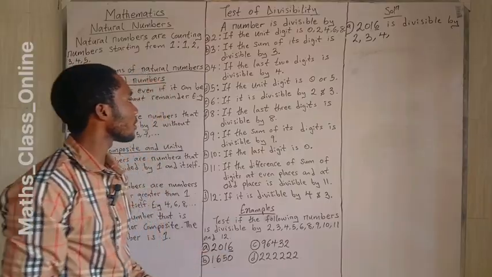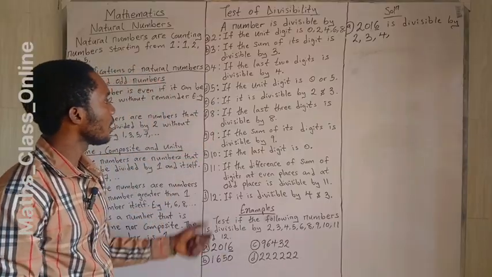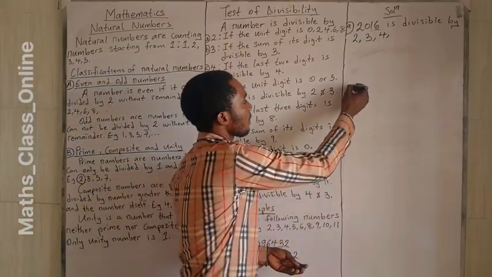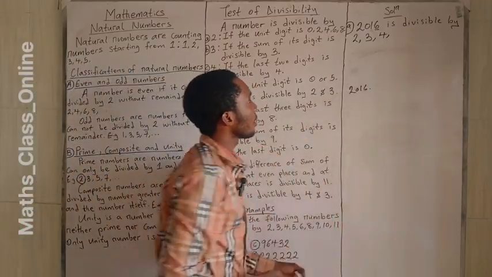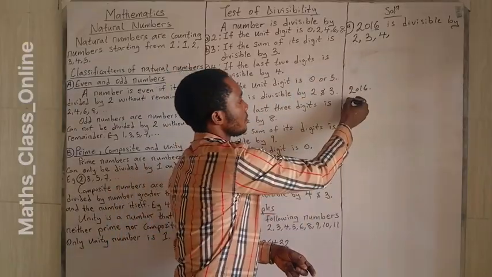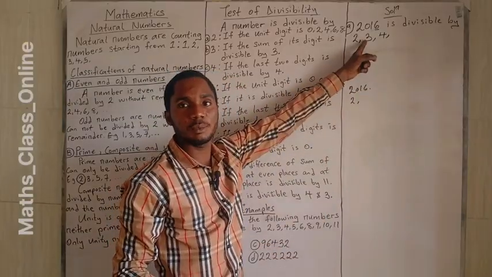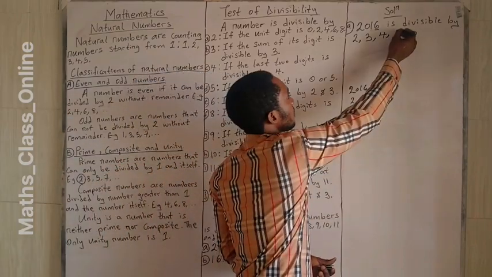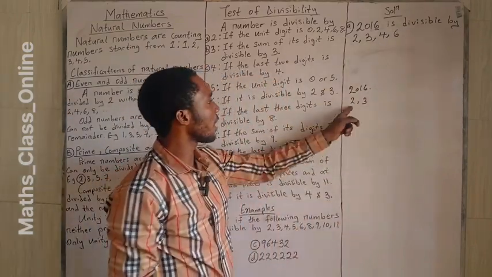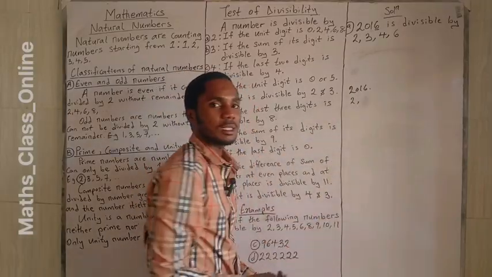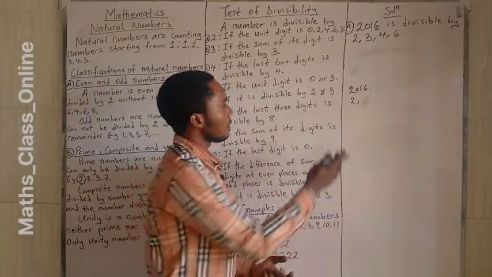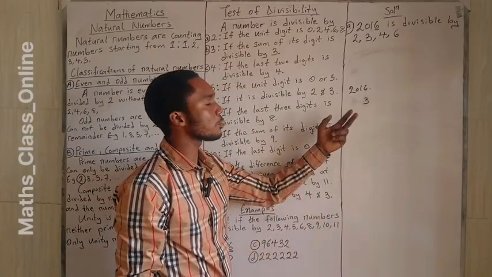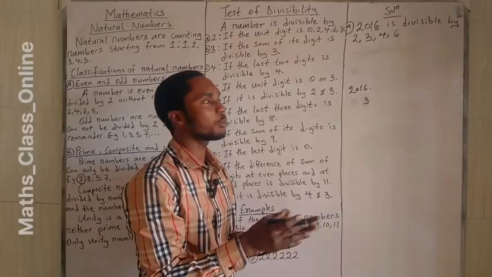We move on to the next number. Divisibility of 6. If it is divisible by 2 and 3, 2016 is divisible by 2 and also it is divisible by 3. That means that 2016 is divisible by 6. But if it is divisible by 2 and not divisible by 3, it is not divisible by 6. Or if it is divisible by 3 and not divisible by 2, that means it is not divisible by 6. It must be divisible by 2 and 3.